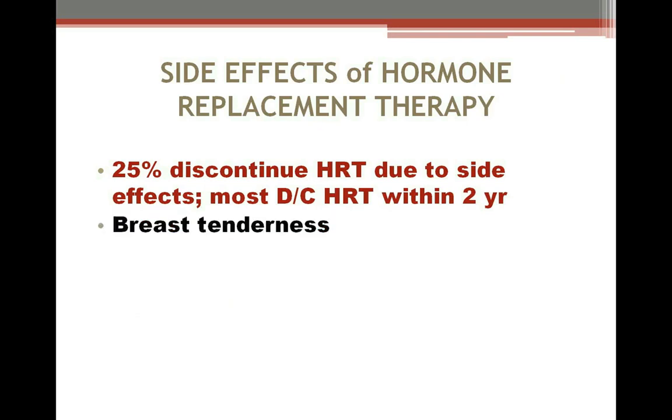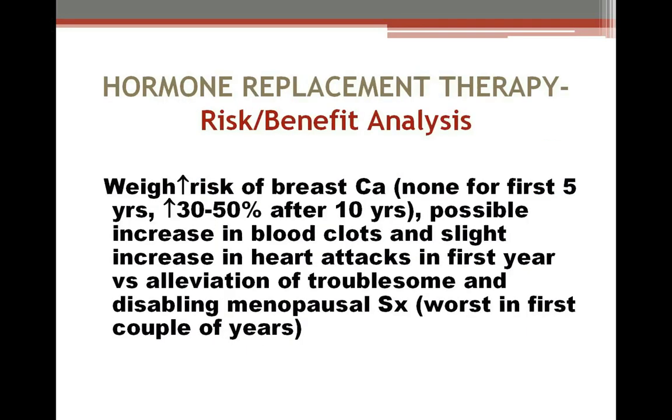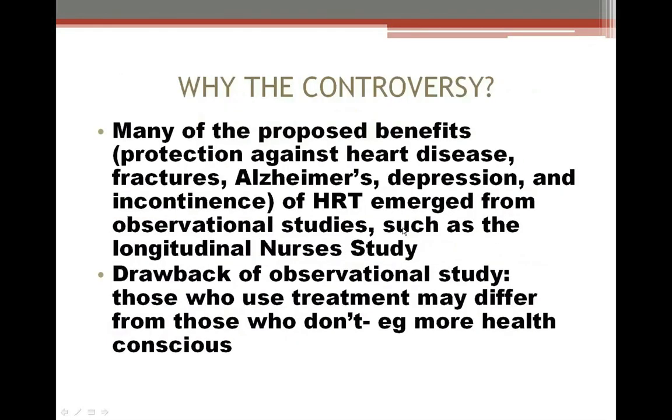25% of women who take hormone replacement therapy will actually discontinue these within 2 years. Now it's because most physicians will tell women they can only take them for up to 2 years, but in many cases it's because of breast tenderness, bloating, irritability, headaches, abnormal or so-called breakthrough bleeding between periods, or prolonged heavy uterine bleeding. And so what happens is that in order to decide whether or not to take hormone replacement therapy, you have to really weigh the benefits, the alleviation of troublesome and disabling menopausal symptoms, which are worse in the first 2 years after stopping periods, with the increased risk of breast cancer after taking the hormone replacement therapy for several years, and a possible increase in blood clots and a slight increase in heart attacks in the first year of therapy.